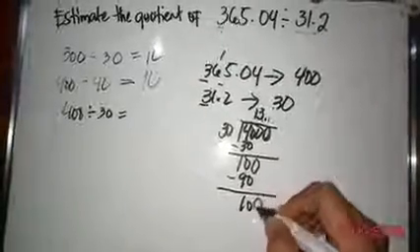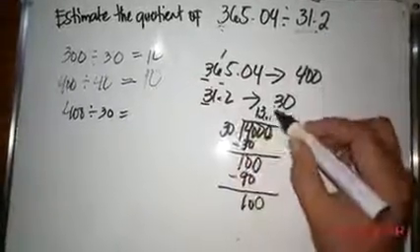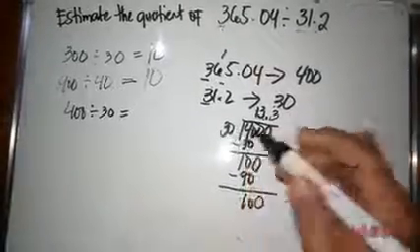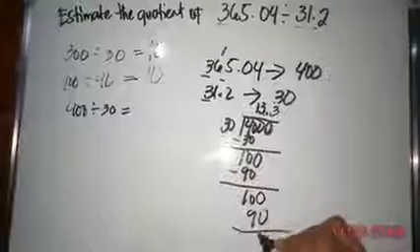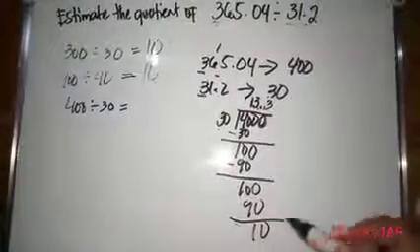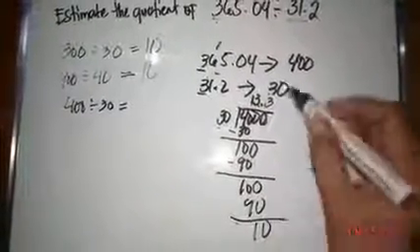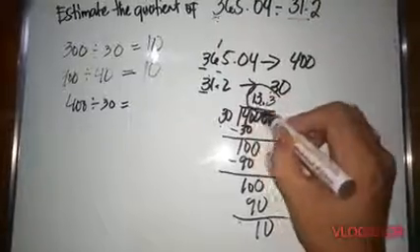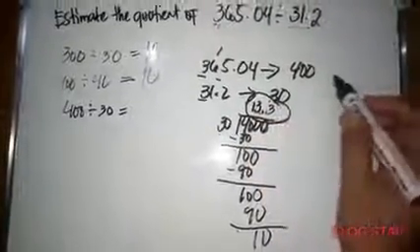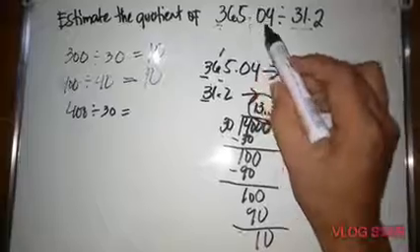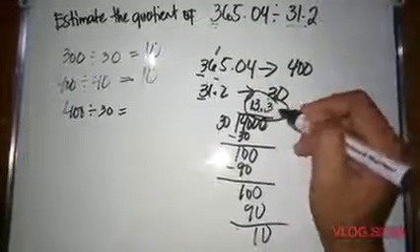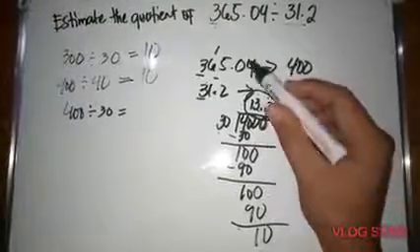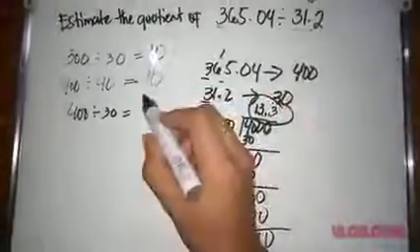Then bring down 0. 100 divided by 30 is 3. 3 times 30 is 90. So remainder 10 again. So we will just end here. The estimated quotient of 365.04 divided by 31.2 is 13.3 using the round up and round down.